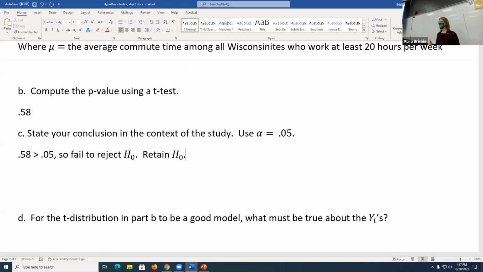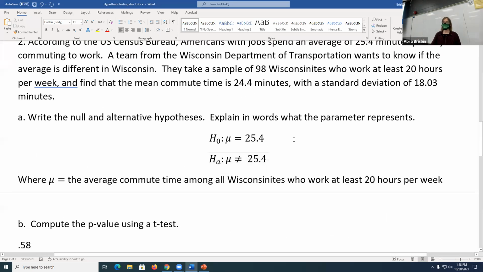Meaning, we're not going to accept it. We're not going to claim that the average in Wisconsin is definitely exactly the same as the rest of the US. But we're going to keep the null hypothesis around as something that we think is plausible. So it's plausible that the average commute time in Wisconsin is 25.4 minutes. It's also plausible that it's not 25.4 minutes, but it might be something close to that. It might be 25.6 minutes, might be 25.1 minutes, somewhere around there.